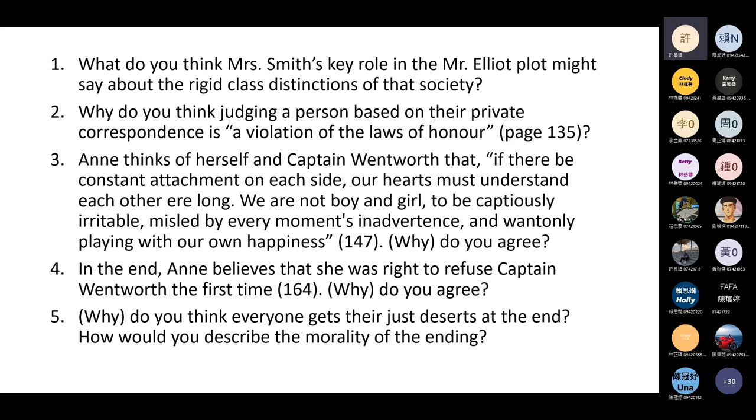So the question here is, should Anne have followed Lady Russell's advice? And if we look at these four, the two best options are following advice. So yes, I would agree with Anne. I think she did do the right thing. Obey and rich or disobey and rich, which one is better?